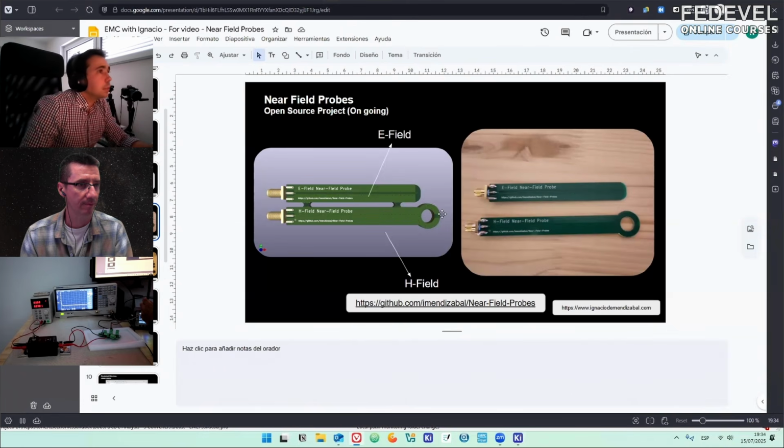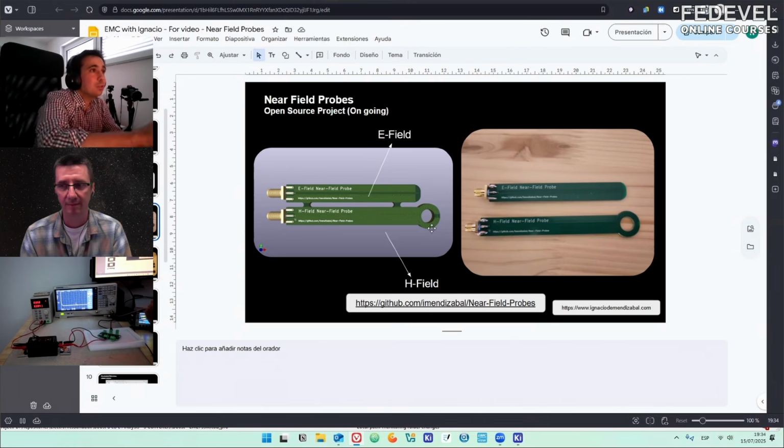So here you see the magnetic probe, and the magnetic probe is built in a way that all of this is covered by a ground plane, to attenuate or shield. And then there is a small aperture there. That aperture is the one you use to pick up the field.